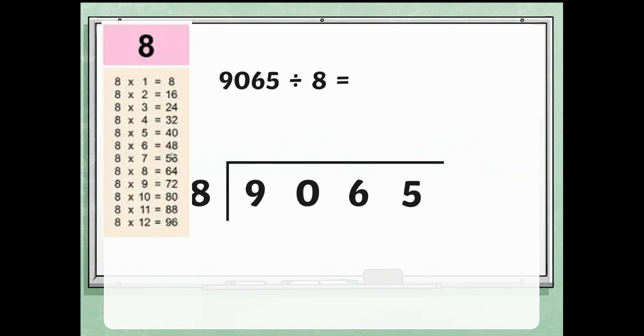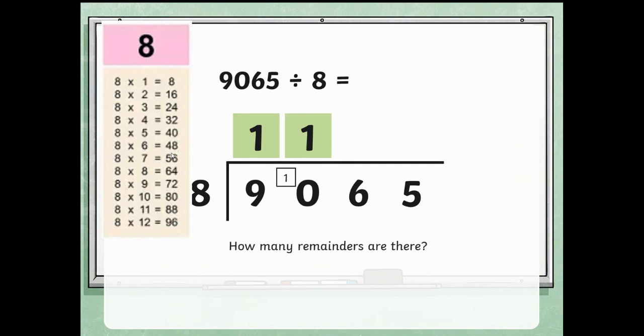And let's lastly have a look at our 8 times table. So how many groups of 8 go into 9? That would be 1, wouldn't it? And then we have 1 remainder. How many 8s go into 10? That would be 1. How many remainders are there? Let's check. So I've made 8 times 1 is 8, and I want to make 10, so I would have 2 remainders, wouldn't I?